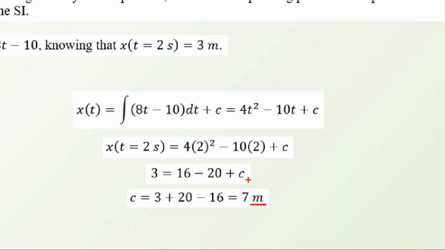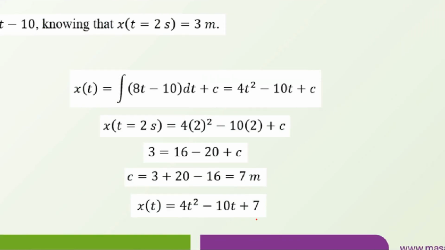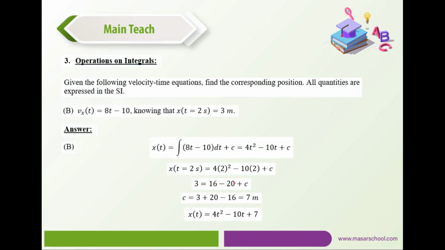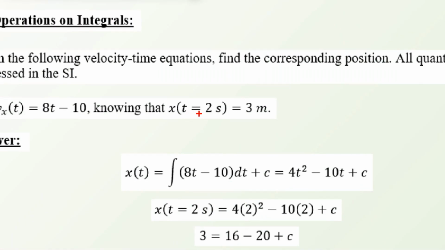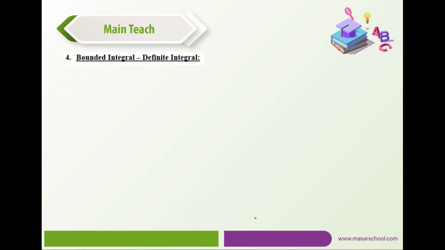Why meters? Because all of these terms are added and subtracted, which means that they have the same dimension, which is meter, and the unique solution would be 4t square minus 10t plus 7. That would represent the initial position. However, we have used another condition, which is at t equal to 2 seconds, in order to determine the value of c. Now section 4, bounded integral, definite integral.